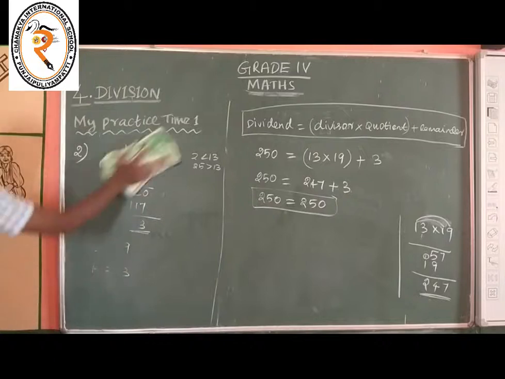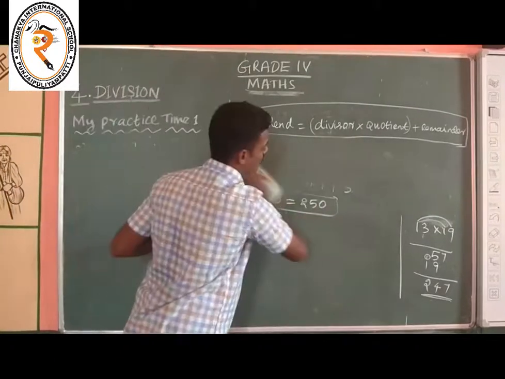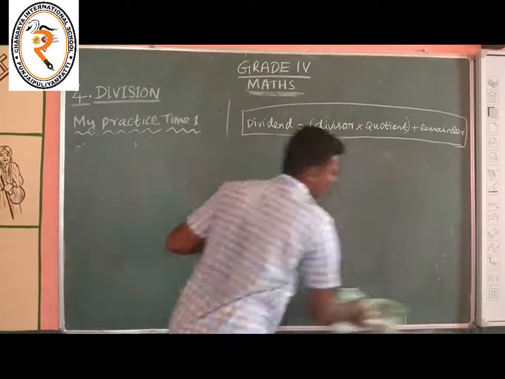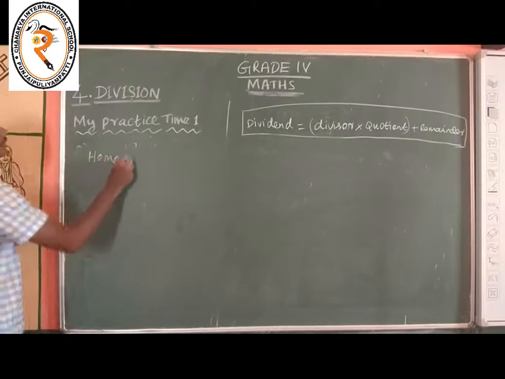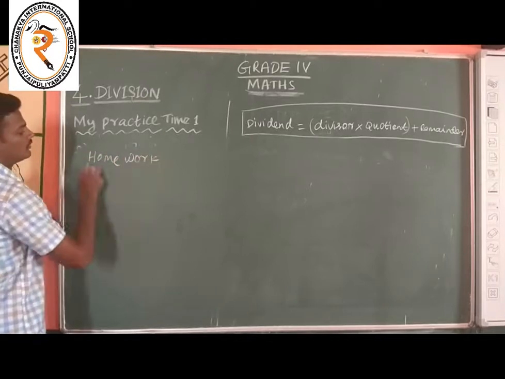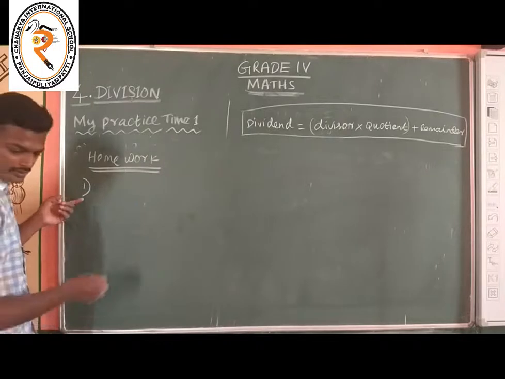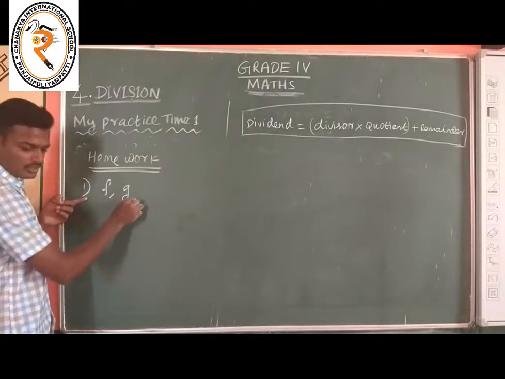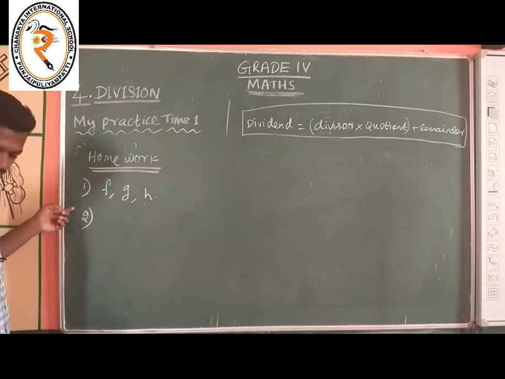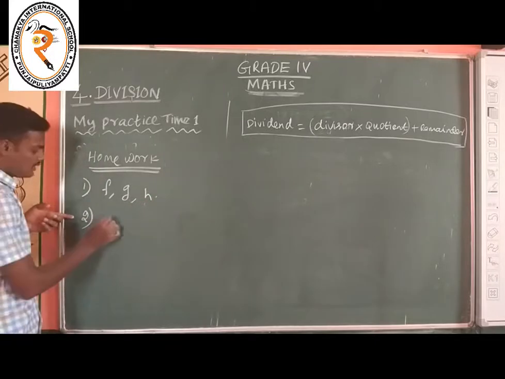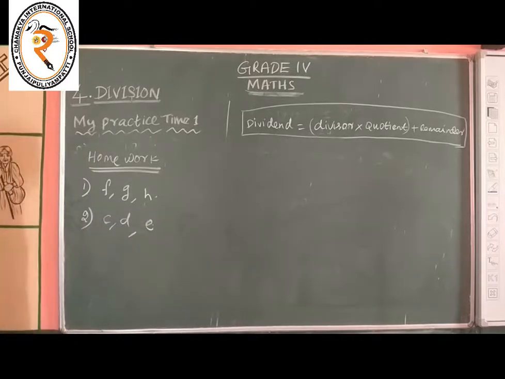Next part. Homework sum. Homework. My practice time 1, question number 1: F, G, H. Question number 2: C, D and E. Totally 6 sums are homework. Thank you, students.